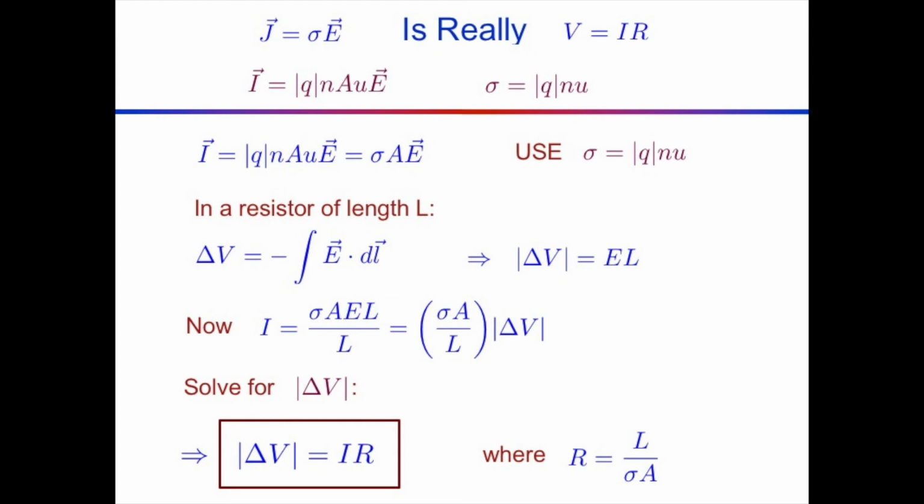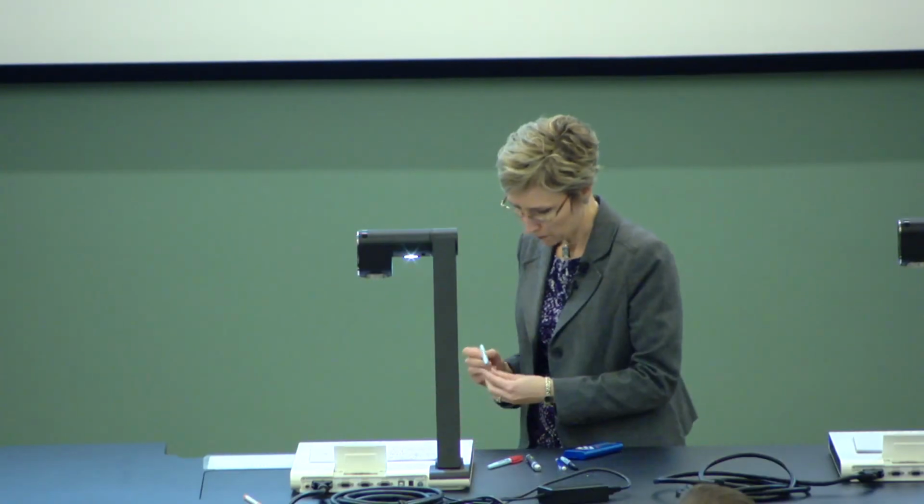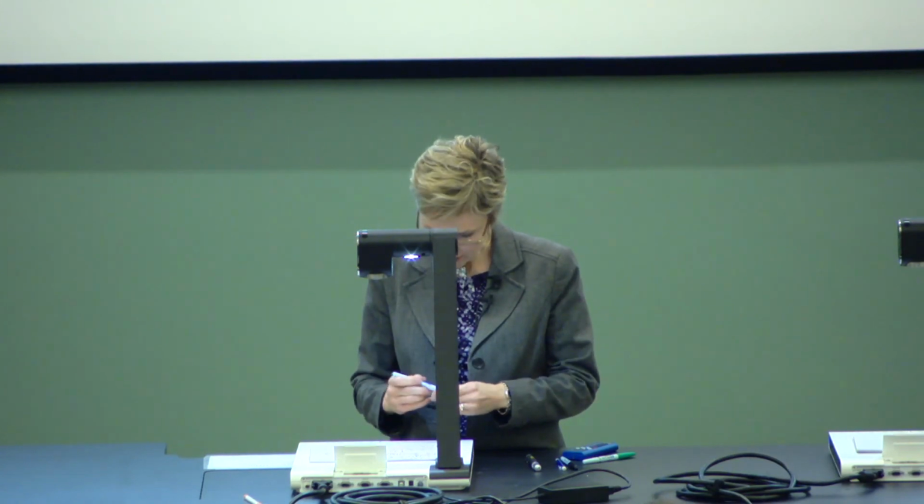I say that the current is, as we derived, Q N A U times electric field. There's this very familiar looking equation, though, which is that the voltage drop across this needs to be I R, if I have something that follows Ohm's law. So how can I connect these up? I can connect these up, first of all, if I solve for I, right?